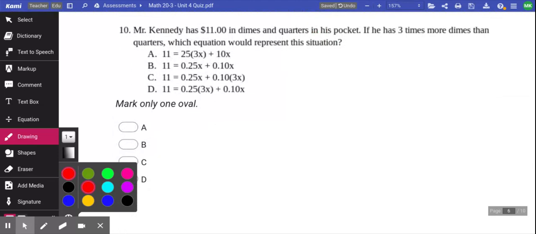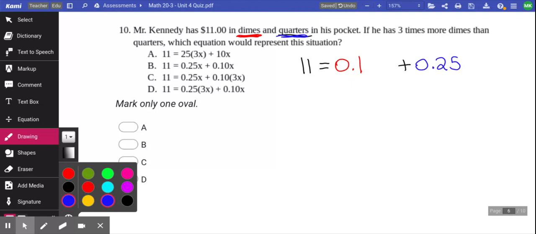Number 10. You are going to get another question like this, so it's a money question. It says, Mr. Quinney has $11 in dimes and quarters in his pocket. If he has 3 times more dimes than quarters, which equation would represent this situation? Okay, so I have $11 in my pocket. And I have quarters and dimes. Okay, so that means dimes. Let's start with that. Dimes are worth 0.1 plus quarters. Quarters are worth 0.25.